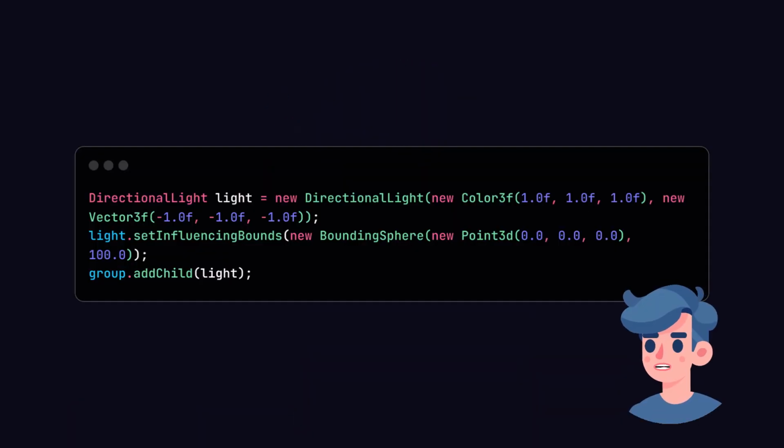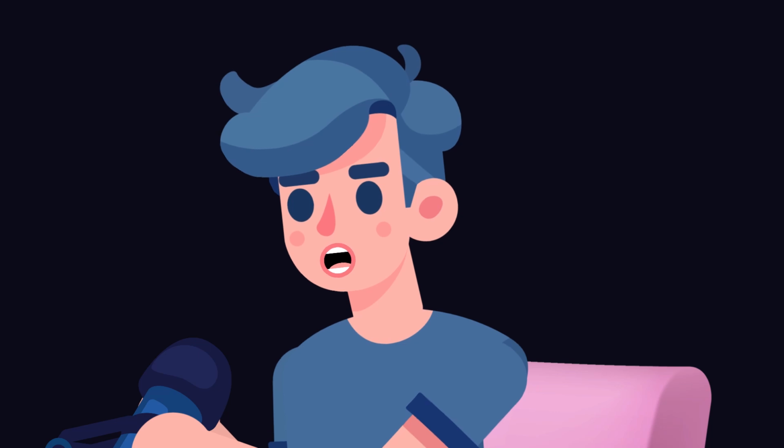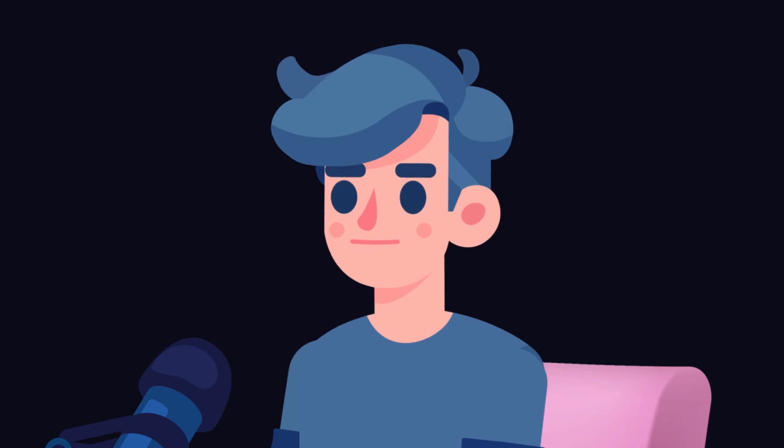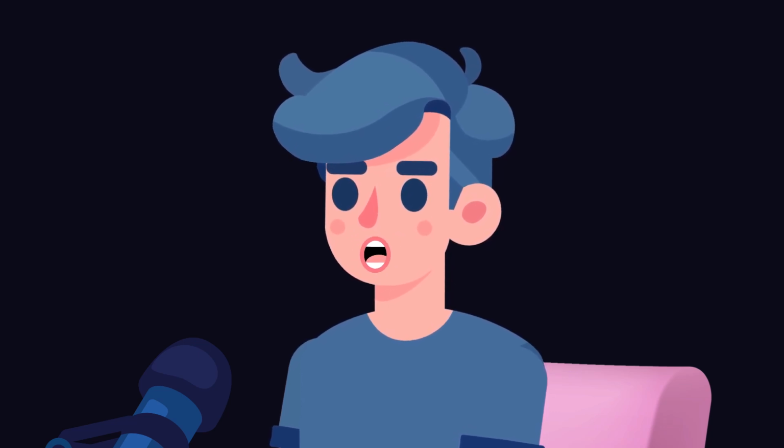To enhance our scene, let's add a light source so that we can see the cube clearly. We'll use the DirectionalLight class from the Java 3D library. In this code snippet, we create a new directional light and set its color to white. We also define the direction from which the light will emanate. This light is then added to the branch group containing our cube.